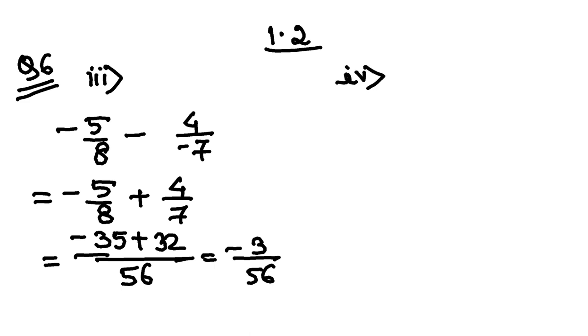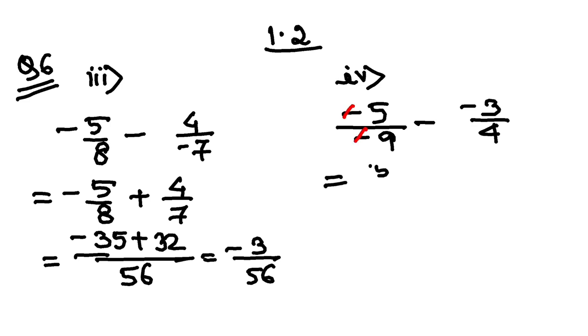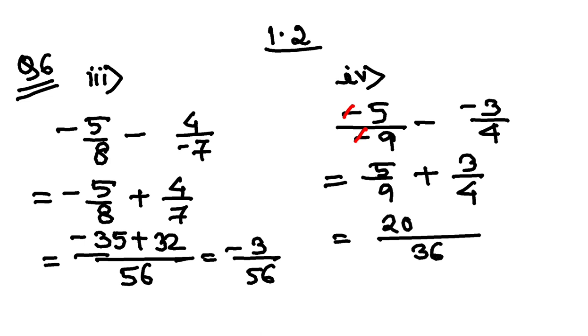Number 4, minus 5 by minus 9 minus 3 by 4. So first thing is these two negatives will be cancelled. So we'll be left with 5 by 9 minus plus 3 by 4. Now 9 and 4, 9 times 4, 36. So 36 LCM, you have 20 plus 27. The final answer in this case is 47 by 36. Very easy. You have done it in earlier classes. Please attempt the rest of the questions on your own.